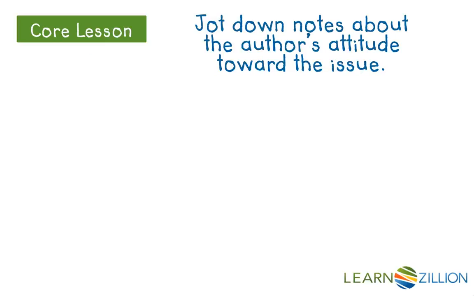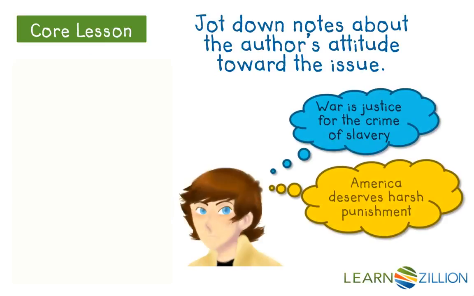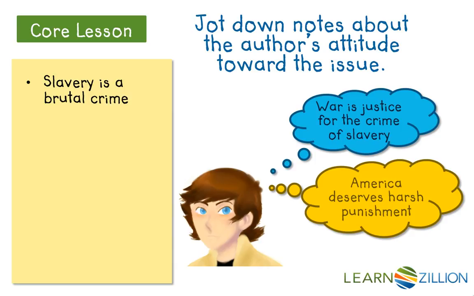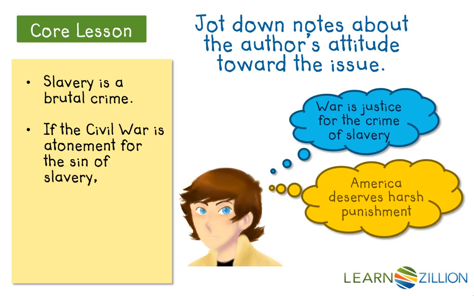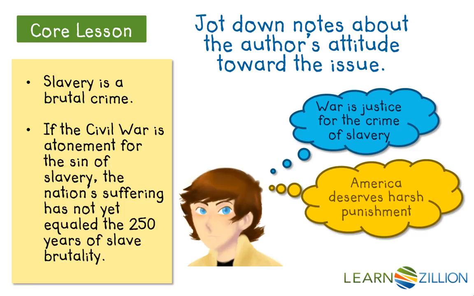Now let's jot down notes about the author's attitude toward the issue of slavery. The first thing we understand is that Lincoln believes that slavery is a brutal crime. So that's what I'll write down. He further illustrates the point with the idea that if the Civil War is atonement for the sin of slavery, the nation's suffering has not yet equaled the 250 years of slave brutality. These notes about Lincoln's point of view regarding slavery will help us have a deeper understanding of the inaugural address as we further examine the text.